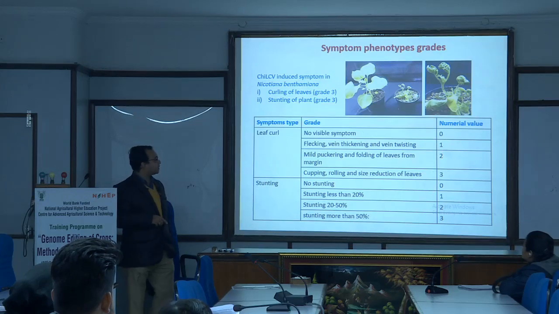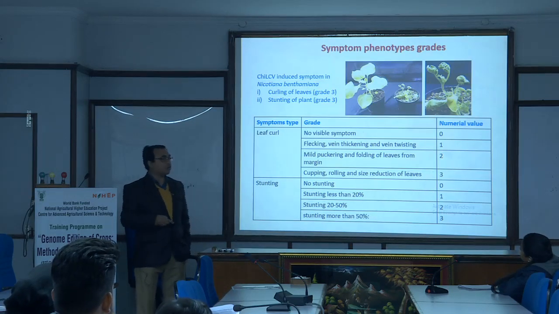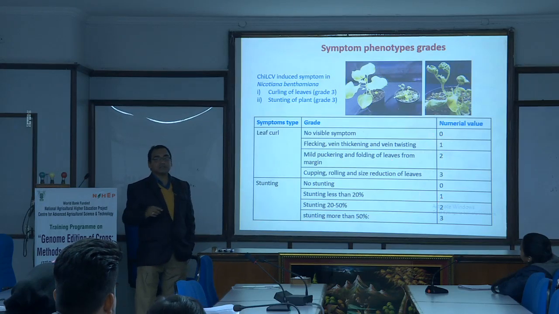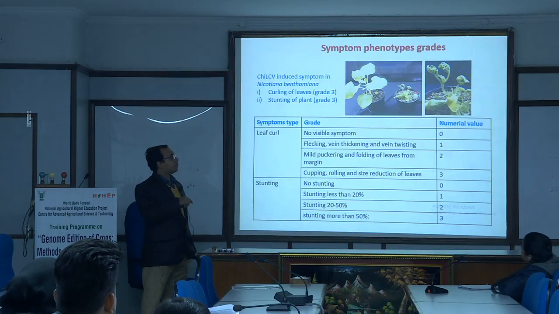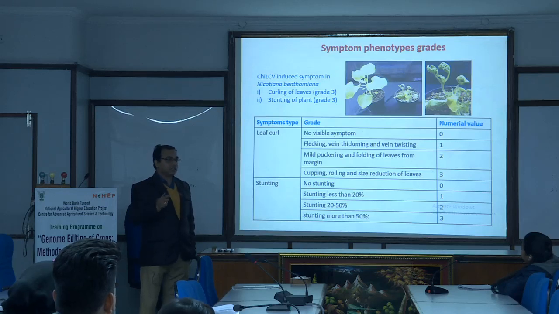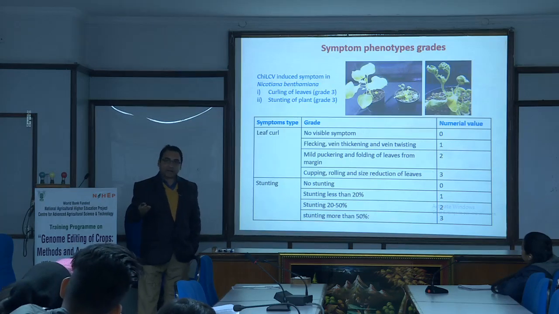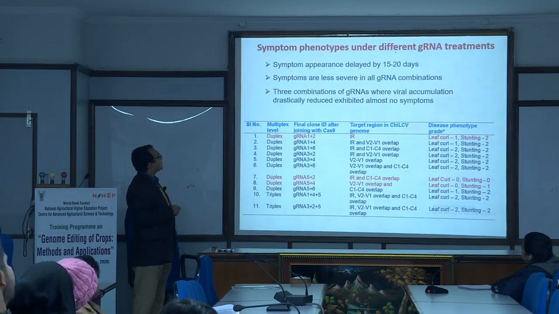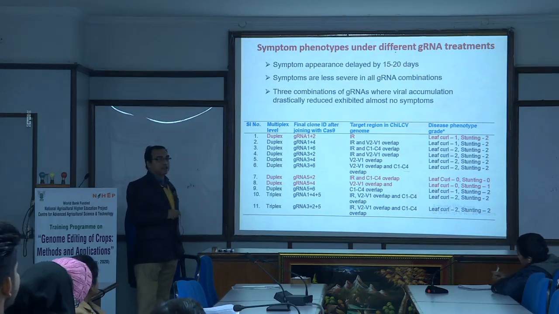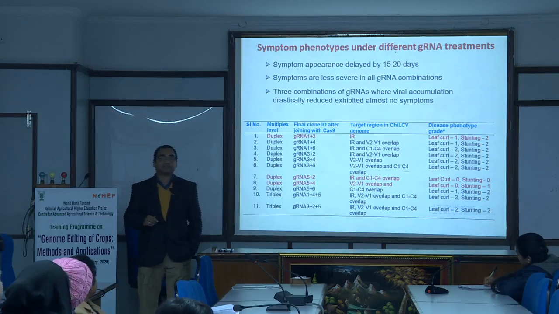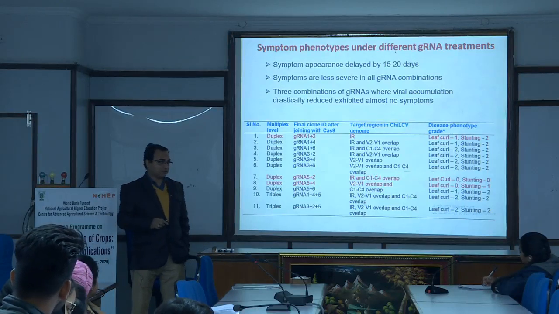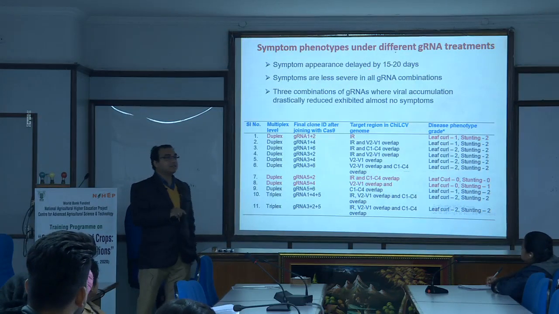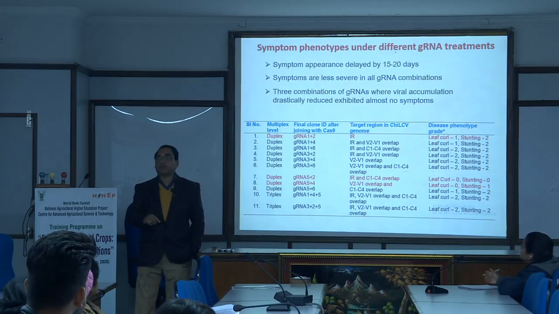We devised this to know whether, after inoculation, any of these categories shows any improvement, because if you directly inoculate the virus, the category is 3 and 3, the stunting and the curling. So, can we improve that category to a somewhat upward level? The first thing we observed is that symptom appearance is delayed by 15 to 20 days. Normally when you inoculate the virus, it will start producing symptoms within 7 days, but in the gRNA treated plant it is delayed by 15 to 20 days.